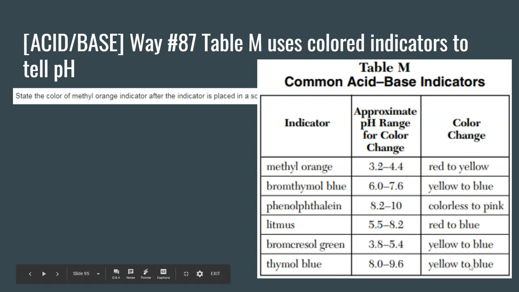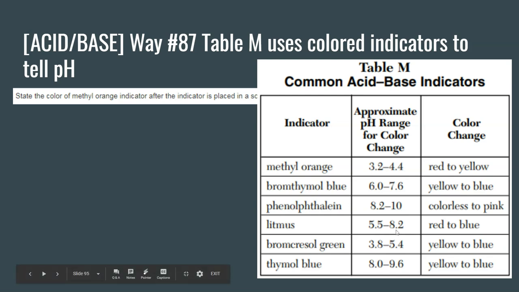When you're in the in-between, it should be turning between yellow to blue depending on what color it's indicating. So at a pH of 9, it's closer toward blue, so it might be like yellowish blue, but closer to blue since 9 is closer to 9.6 than it is to 8.0.